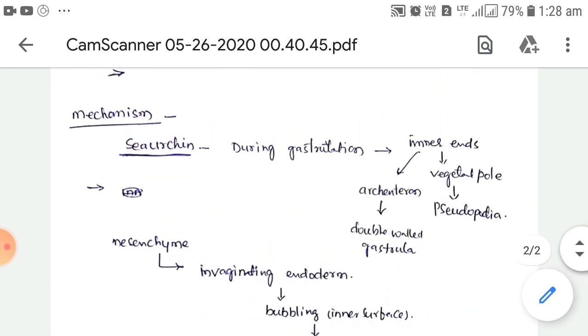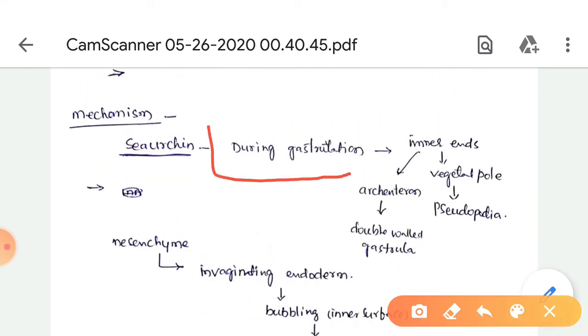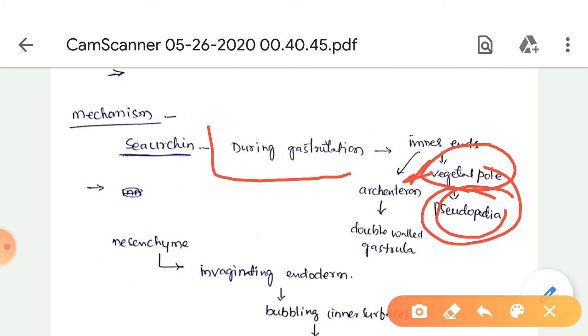So the mechanism is: during the gastrulation period the inner ends of the cells present at the vegetal pole produce pseudopodia. Due to the pseudopodia the cell shapes are completely changed. At the same time the inner ends of the cells are expanded and protruded, the vegetal pole is drawn inwards, and due to the invagination they form the archenteron. So the blastula is converted into the gastrula.